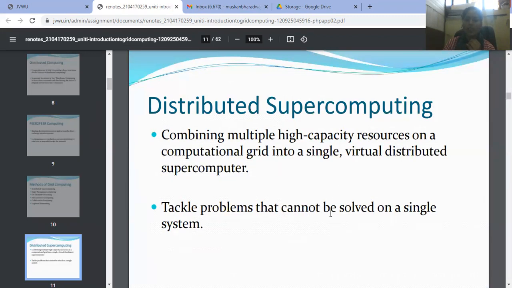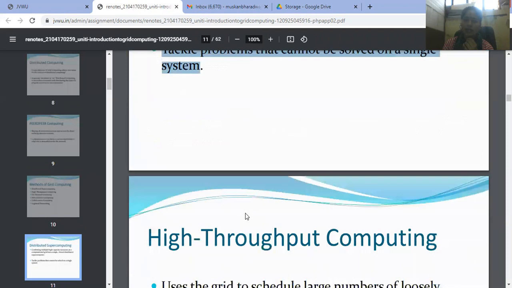Tackle problems that cannot be solved on a single system. You have to tackle the problems which cannot be solved by a single system. For this, you must have deployed more than one system.